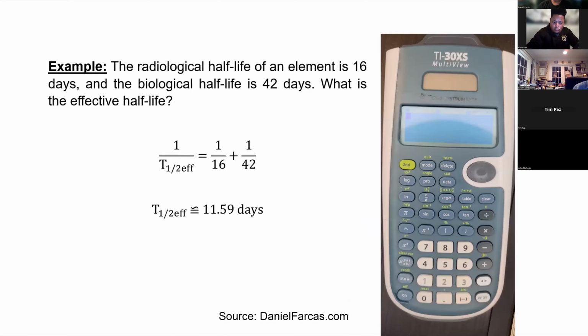For example, the radiological half-life of an element is 16 days, and the biological half-life is 42 days. What is the effective half-life? So to find out the result, we have to divide 1 by 16 plus 1 by 42, and then we do 1 divided by the answer, which equals approximately 11.59 days.